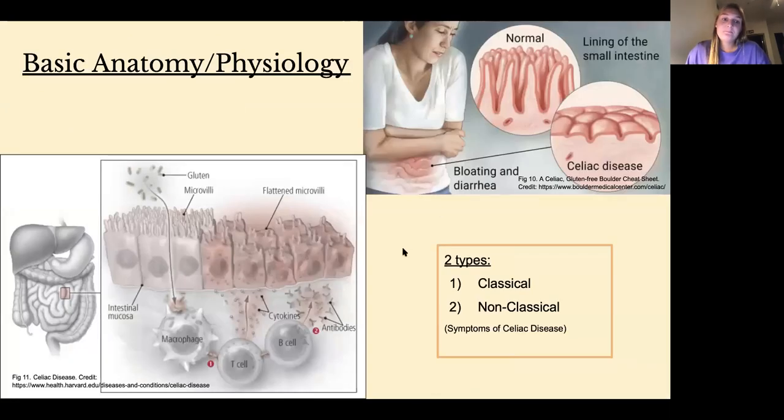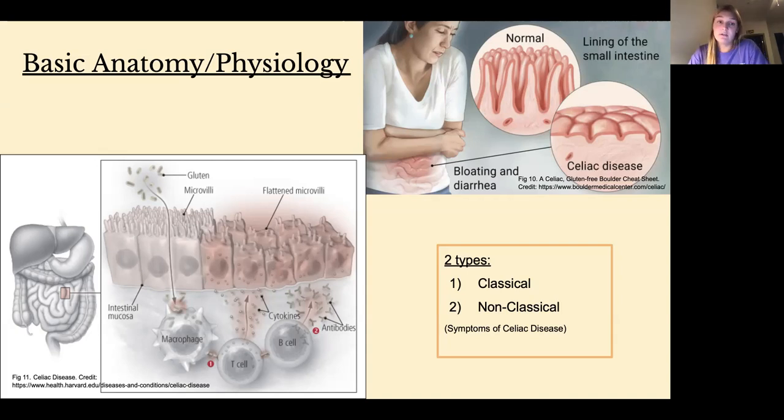Basic anatomy. On the bottom left photo, this is the lamina propria of the small intestine. We see the macrophage presenting some gluten, and that's causing the T cell, B cell, and cytokines to be released. The T cells release the cytokines, the B cells release the antibodies, and that is breaking down the microvilli and separating the cells, which causes a leaky gut, which causes even more gluten to pass over and cause an immune response.